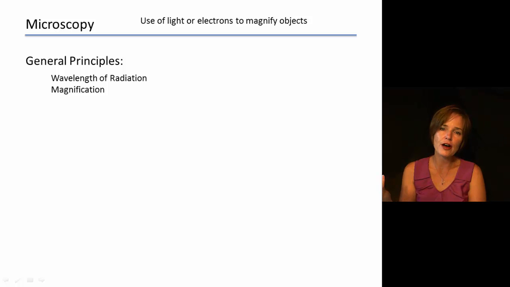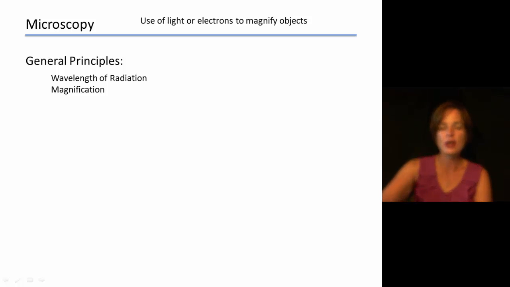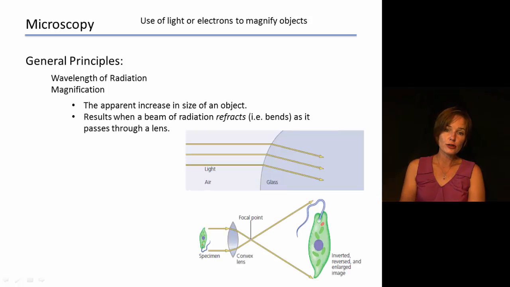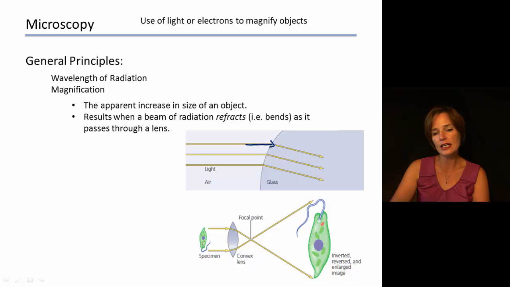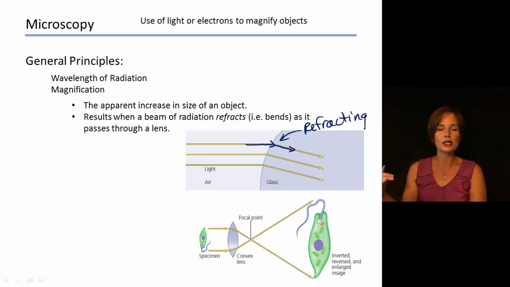Another important principle of microscopy is magnification. Magnification is the apparent increase in the size of an object. And this increase in the size of an object is based on the fact that a beam of radiation is going to refract when it passes through a lens. Refracting basically means bending. Notice in this image here, the light passes through the lens, and as soon as it passes through the glass, it is bent. That bending is the refracting that we're talking about here. And if you look at the bottom image, you can see how this is used with regards to microscopy.